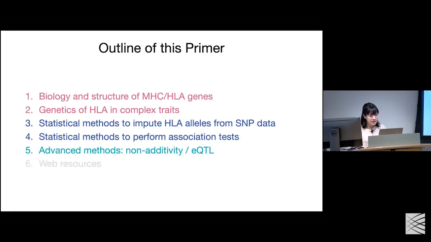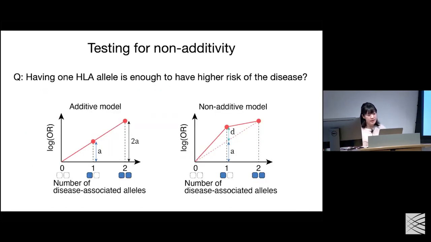So let's move on to 2 additional advanced methods in the HLA. The first one is to test the non-additivity of the association. All the association tests that I've explained so far assumed the additive model, on the left, where each copy of the disease-associated allele contributes to the disease risk by the same amount. So we assume a linear relationship between the dosage of the disease-associated allele and the log-odds ratio.